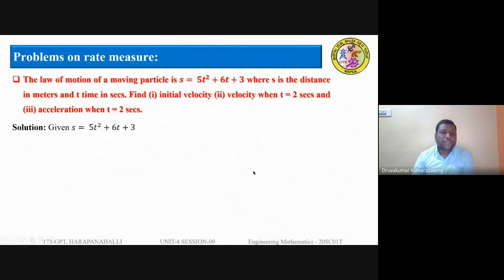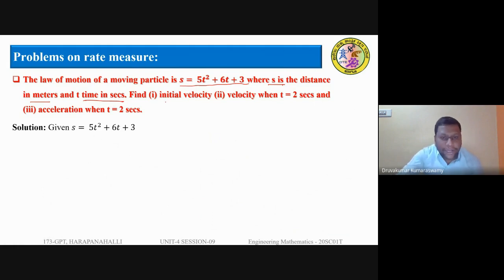The law of motion of a moving particle is s is equal to 5t square plus 6t plus 3, where s is the distance in meters and t is the time in seconds. Reading this problem is very, very important. We have to look at what data they have given. Displacement they have given as 5t square plus 6t plus 3, where s is the distance in meters and t is the time in seconds.